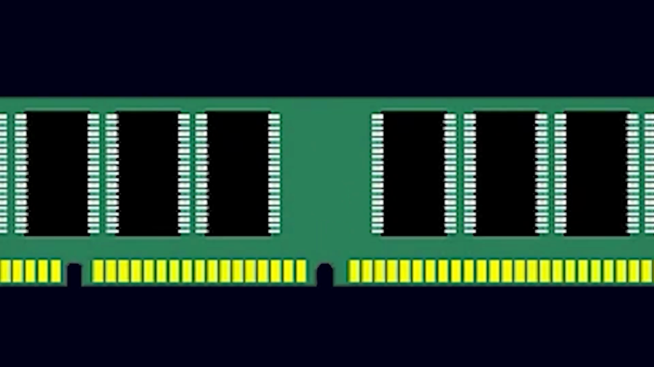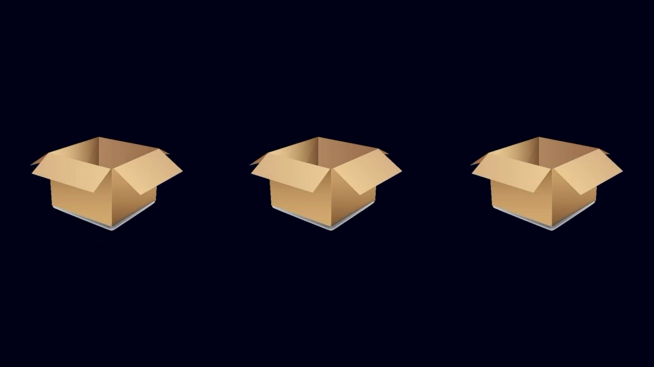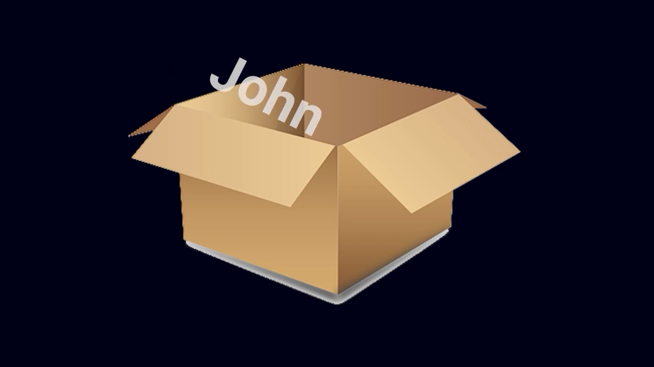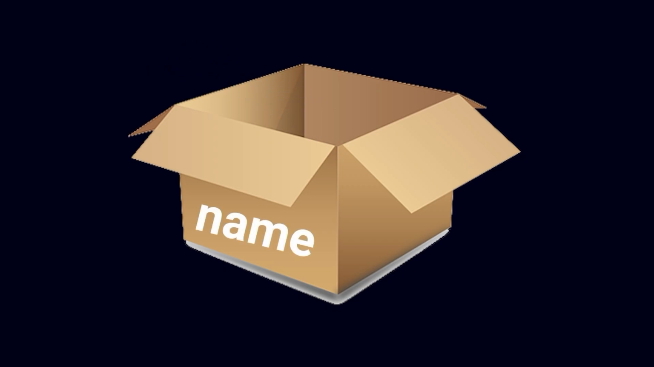So, what exactly is a variable? Think of your computer's memory as a massive warehouse, full of empty boxes. A variable is simply one of these boxes. When we need to store information like your name, your age, or your game score, we grab a box from this warehouse, put our data inside it, and this is the important part. We give the box a label so we can find it again later.